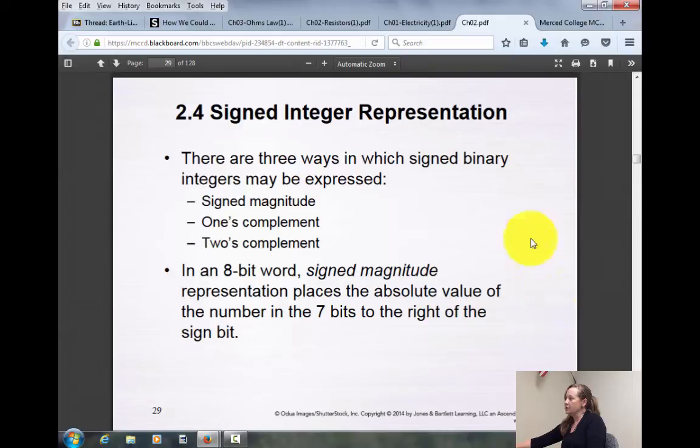So there are 3 ways which we can use signed binary numbers: signed magnitude, 1's complement, and 2's complement. The way your computer implements it is with 2's complement. But like I said before, we have to look at these other 2 ways to understand what 2's complement is. All right. So in an 8-bit word, signed magnitude representation places the absolute value of the number in the 7 bits to the right of the signed bit.